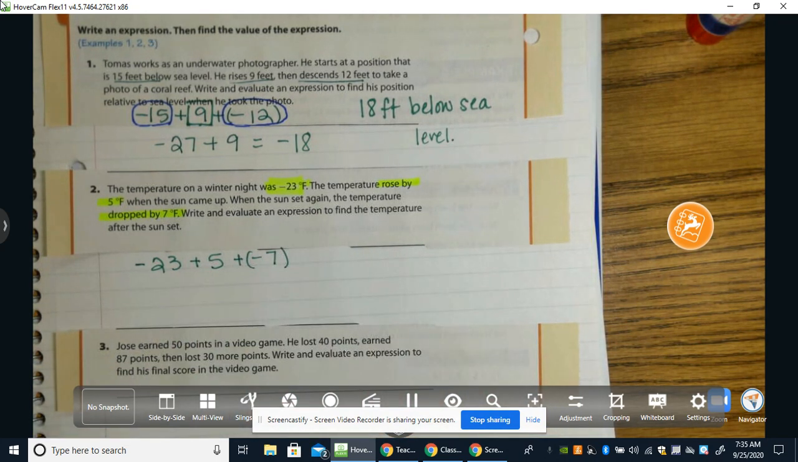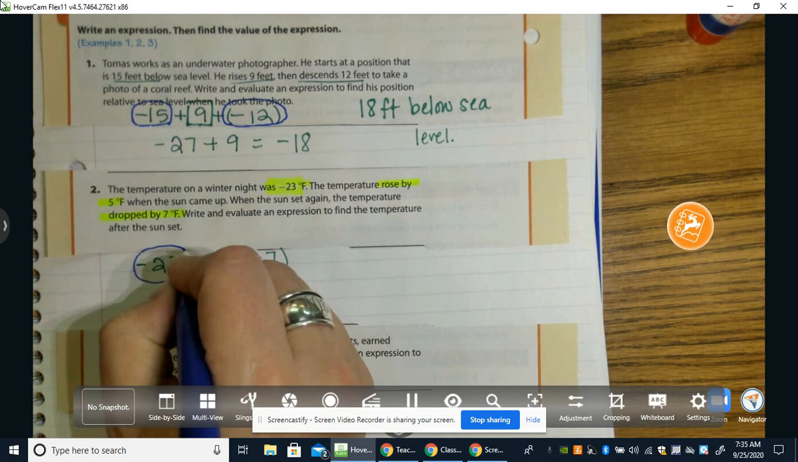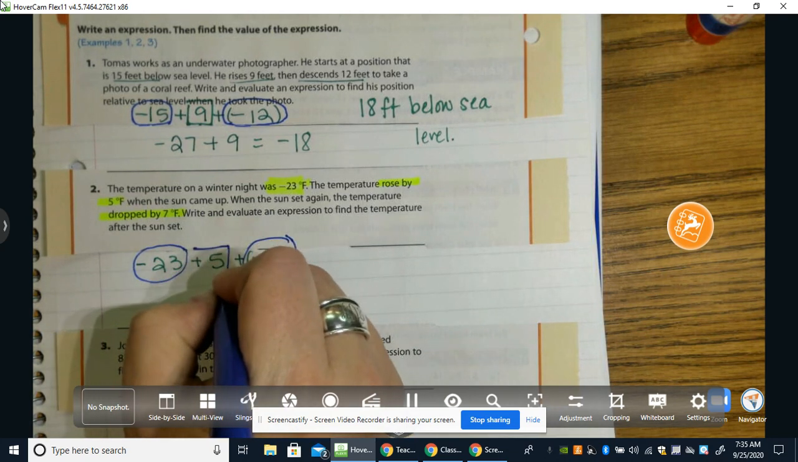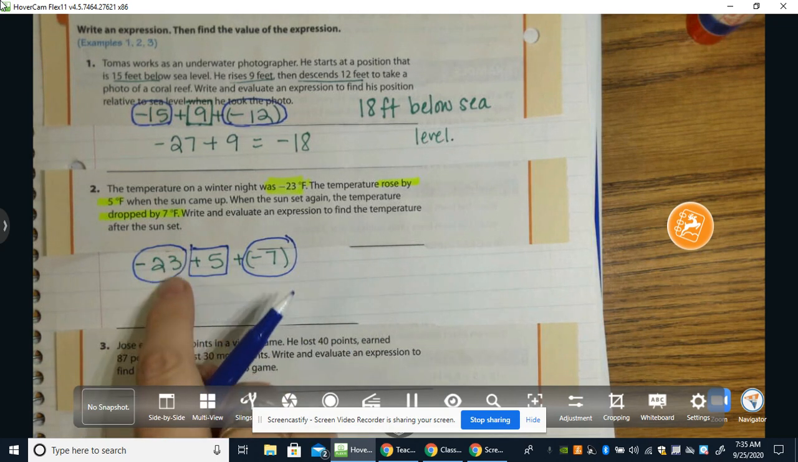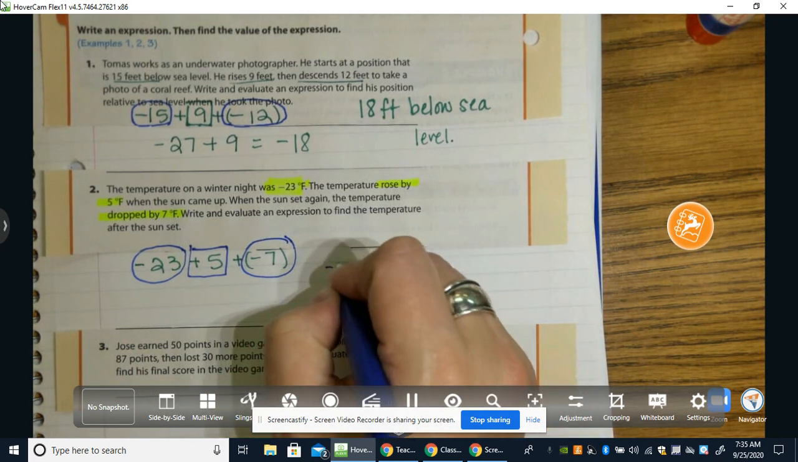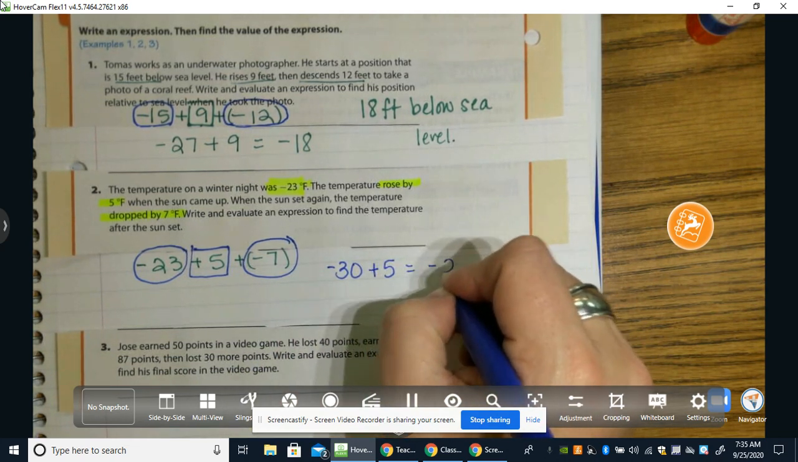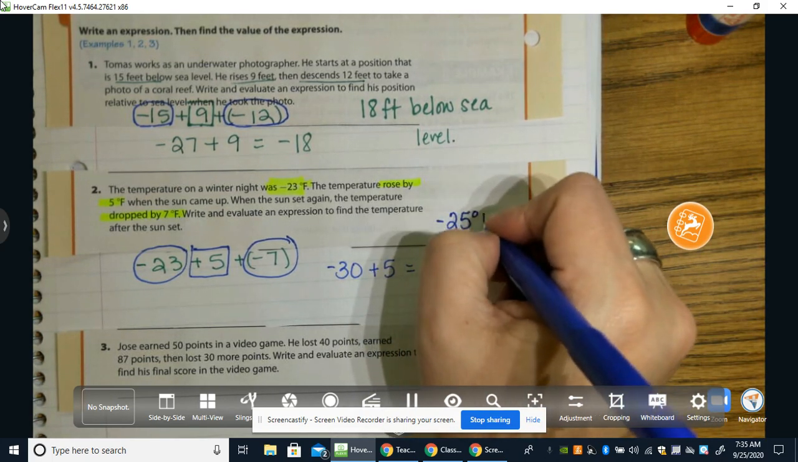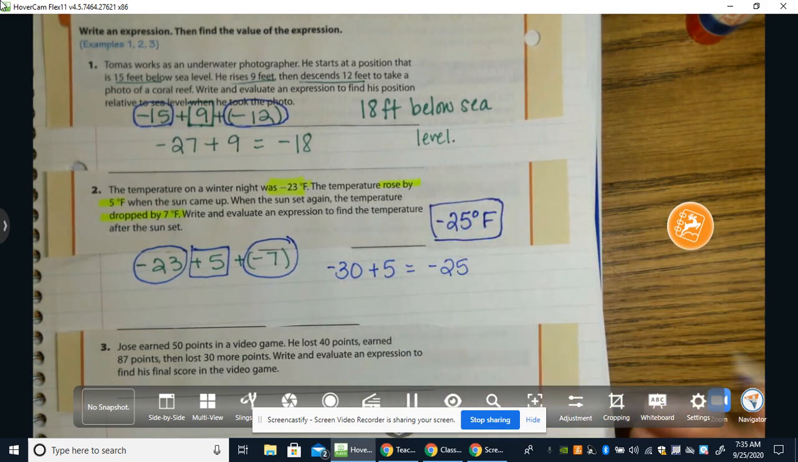Okay? When we combine our like terms, guys, combining like terms is easy. Negative 23 and that negative 7, we're going to combine those together. When we combine our like terms, 7, 8, 9, 10, so it went down to negative 30. And then it rose 5 degrees, which gives me a negative 25. So my answer would be negative 25 degrees Fahrenheit. Make sure you put your degrees Fahrenheit, what you were talking about.